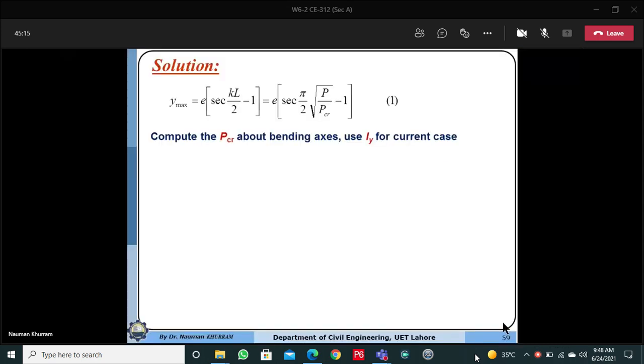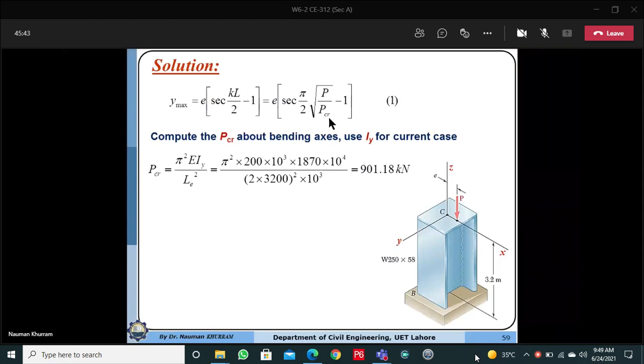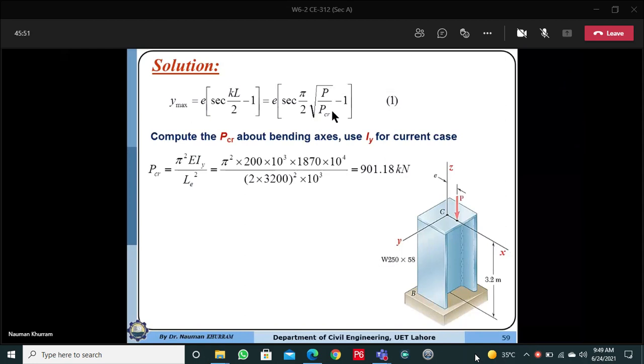Just like I have shown, the column is bending about the y-axis due to the eccentricity, because the eccentricity is given in x direction. So the load P is causing the bending about the y-axis. It means that in this equation, when we are supposed to determine P critical, P critical is the load carrying capacity of the column about the y-axis if the column is concentric. So P critical is the Euler critical load about the bending axis. The eccentricity is given along the x-axis.